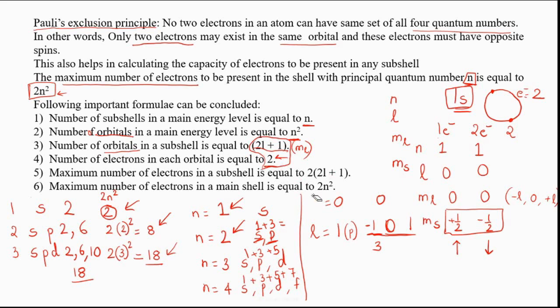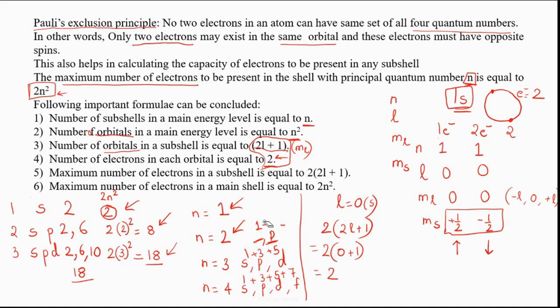Let's say if I apply this. If I have L is equal to 0, which means it is an s orbital, this will give us 2 into 2l plus 1. So this is equal to 2 into 0, which gives us 0, plus 1. So this gives us 1, and 1 into 2 is equal to 2. So the number of electrons in an s orbital is equal to 2. Now if I have L is equal to 3.